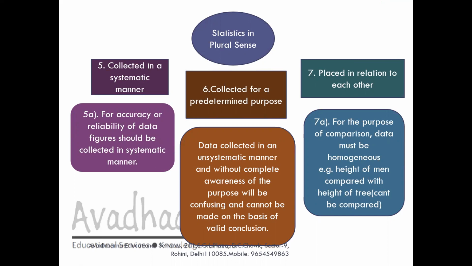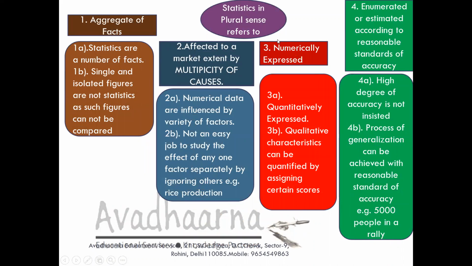अब इसका मतलब क्या है बेटे? Let's understand its meaning. Statistics in plural sense refers to, first part, aggregate of facts. देखो, statistics are a number of facts. एक single figure, isolated figure statistics नहीं होती है ना? We need to have a number of figures. Fine. And because of a single figure, we cannot compare, we cannot derive any result from a single figure. In order to arrive at some conclusion, in order to make some comparison, और अगर मुझे suppose mean या median या mode ही calculate करना है, तो we need to have some numbers. One single figure cannot be statistics. So statistics refers to aggregate of facts.